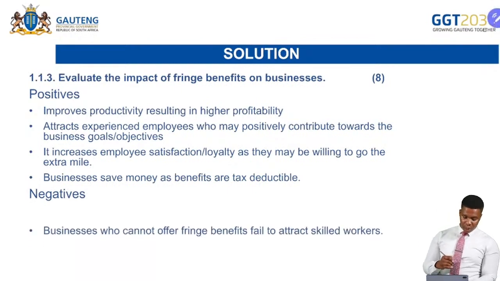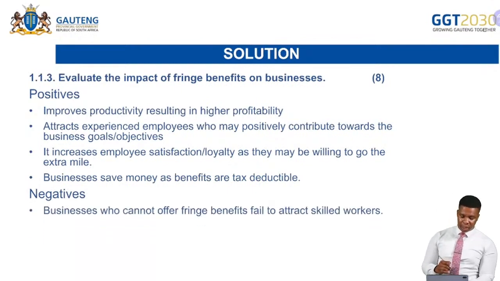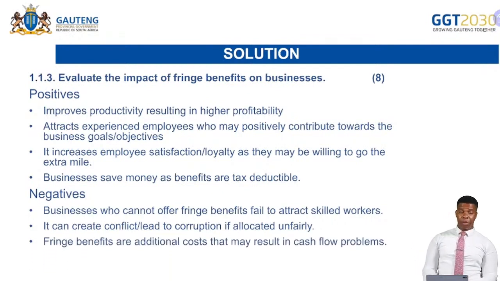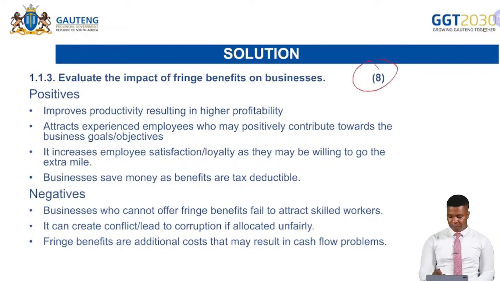However, negatives we can look into is the idea that businesses who cannot offer these fringe benefits will not attract skilled workers. It can create conflict or lead to corruption if allocated unfairly. And then fringe benefits are an additional cost that may result in cash flow problems. So the total mark there is 8.